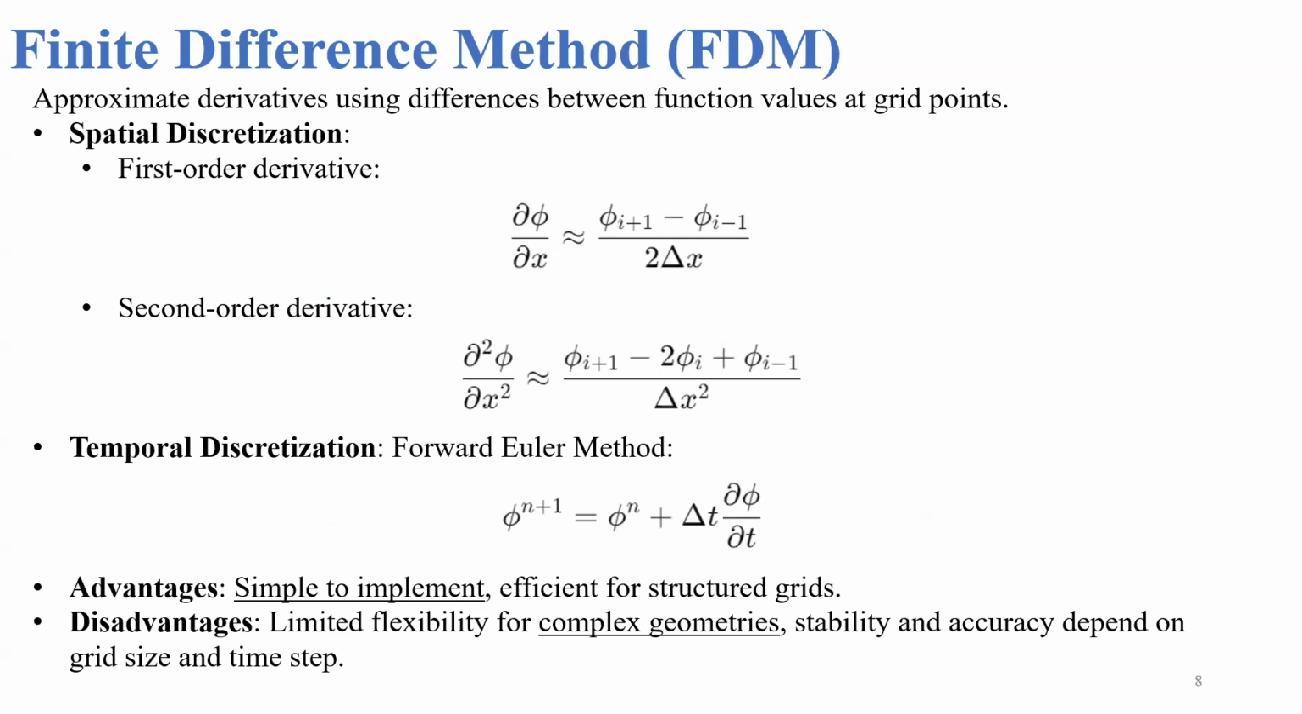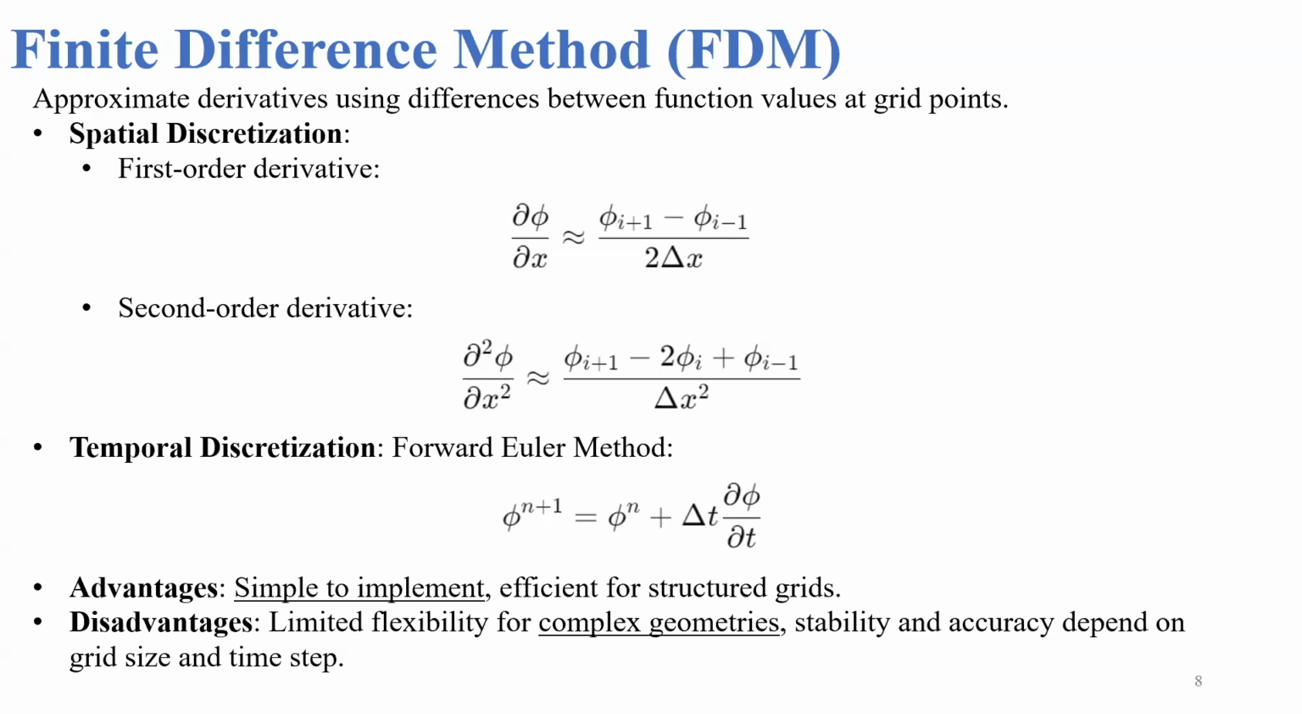The finite difference method approximates derivatives using the difference between function values at the grid points. So you can have spatial discretization, such as the first-order derivative, where we have the derivative of φ with respect to the x domain. That is φ at grid i+1, the value of the order parameter at grid i+1, minus the value of the order parameter at grid i−1, divided by 2 times the width of the interval. Similarly, we can get the second-order derivative.